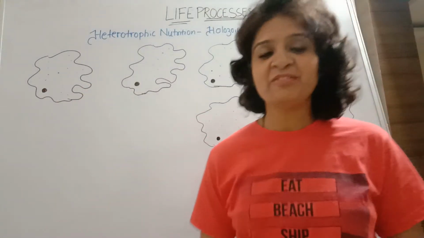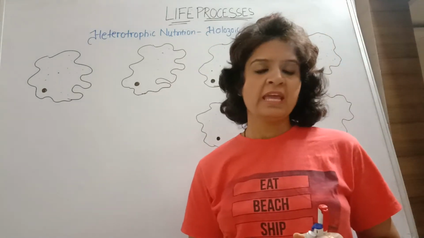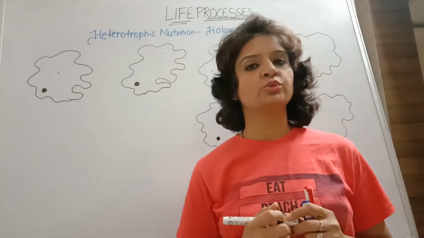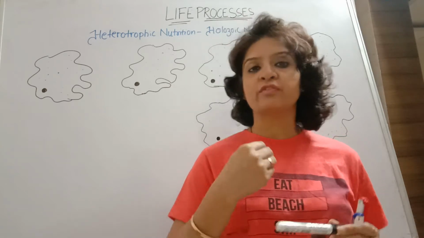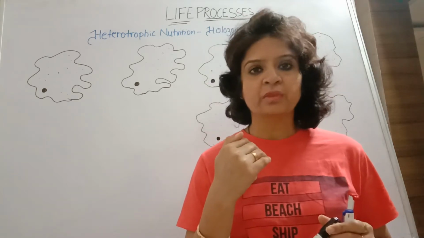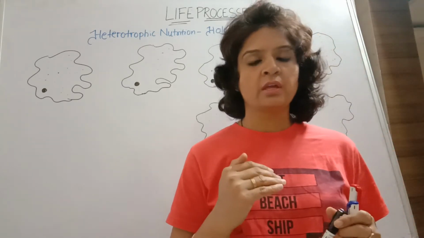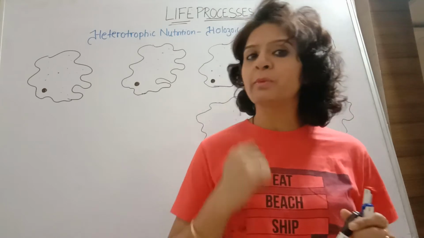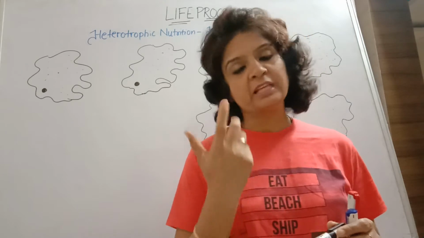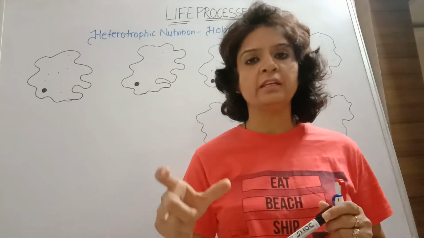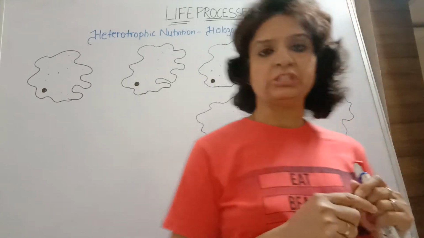Everyone, today we'll be continuing with the topic of heterotrophic nutrition. In the end, we described holozoic nutrition, which involved the intake of food, that is ingestion. After that, the food gets digested, the digested food is absorbed by the body and given out in the form of energy, that means assimilation occurs, and finally the undigested product is expelled out, that is egestion.